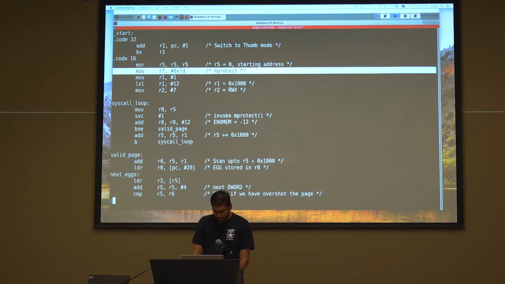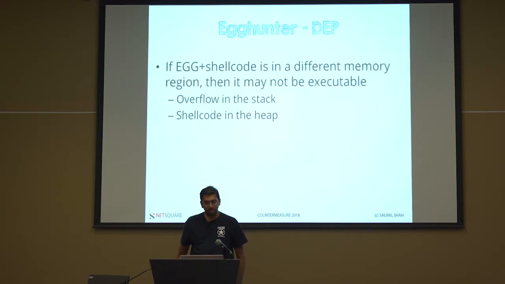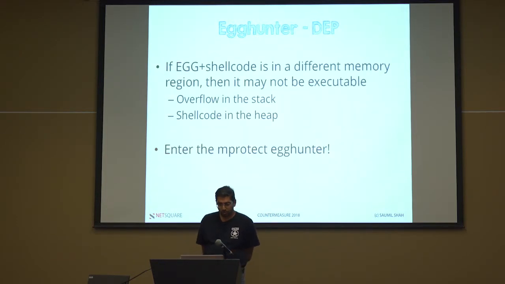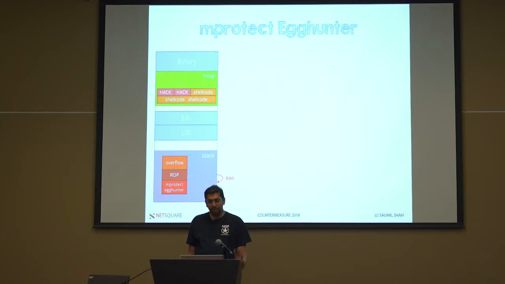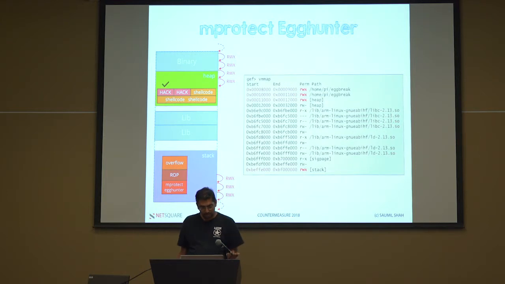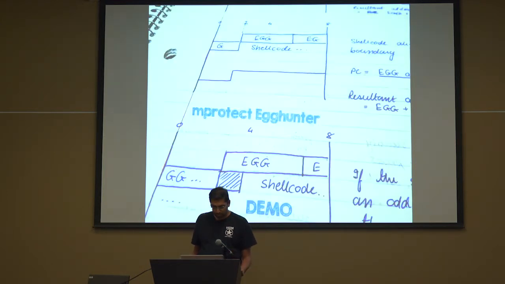So basically, this is what we're going to do. The mprotect egg hunter, the moment you invoke it, it's going to search the memory pages, and as it goes, it's going to mark them RWX when it finds a valid one. So by the time we reach the heap, the page is already RWX, and our shellcode is ready to be executed. And this is the demo that I'm going to give you.